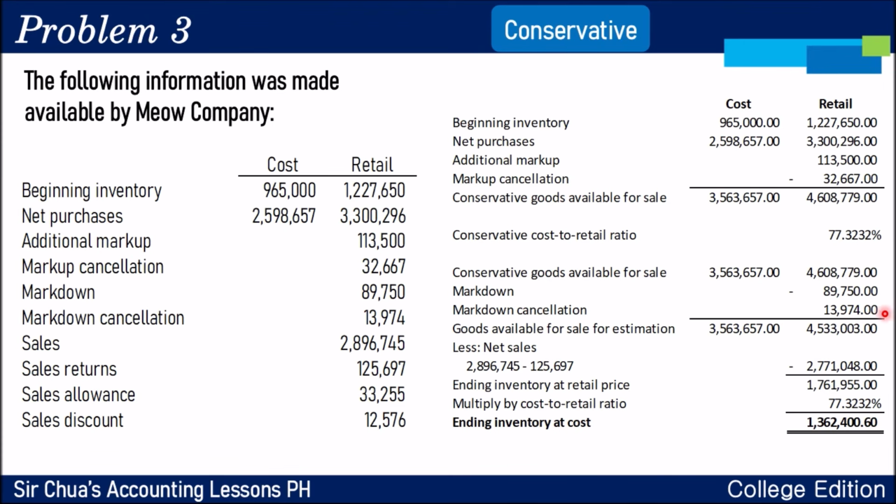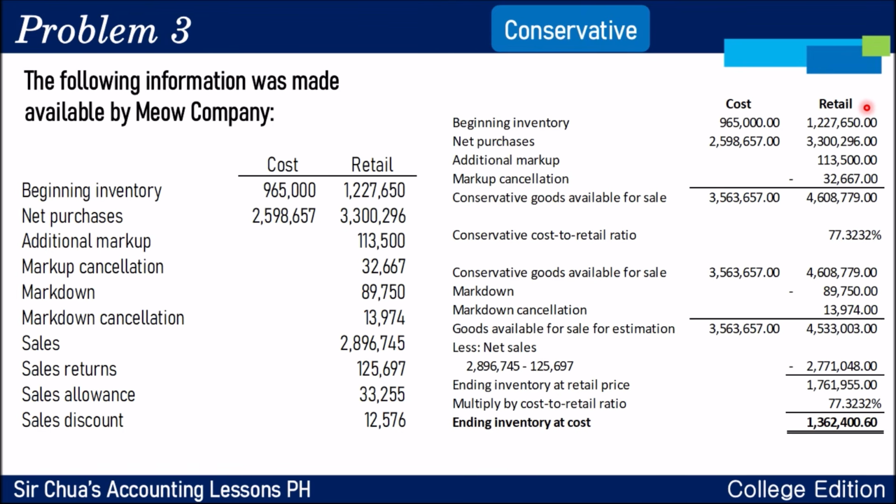And then, ina-add natin si markdown cancellation kasi it's a cancellation of the markdown. So, it's a slight na increase in price naman. Okay? So, just do the effects. That's 3,563,657 and then 4,533,003. Now, you deduct, okay, so ito na po ngayon yung ating cost of goods available for sale at retail.